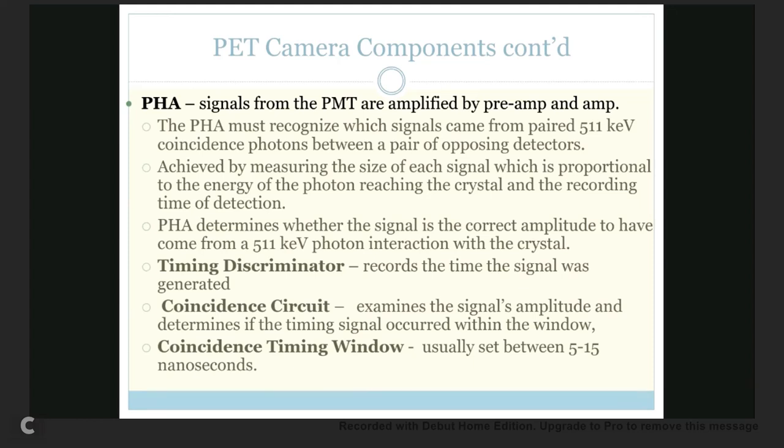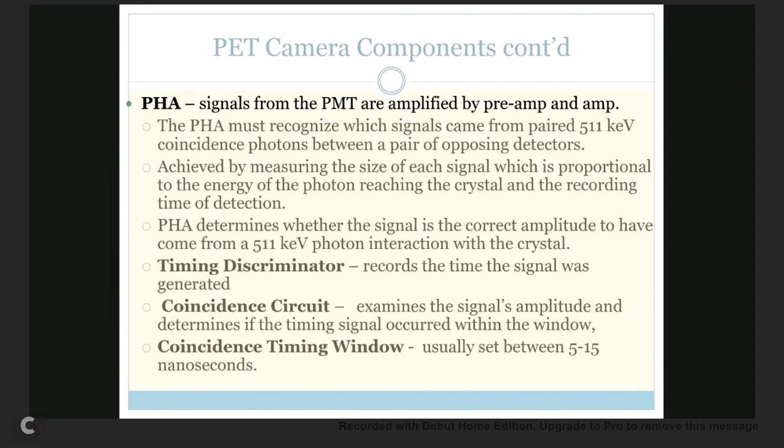Okay, so with PET, as opposed to the gamma camera, you have a time discriminator, and that records the time the signal was generated. Okay, and then you have your coincidence circuit, which examines the signal's amplitude and determines the time of the signal and where it occurred, within which window. And then you have your coincidence timing window, which usually is set between 5 to 15 nanoseconds.